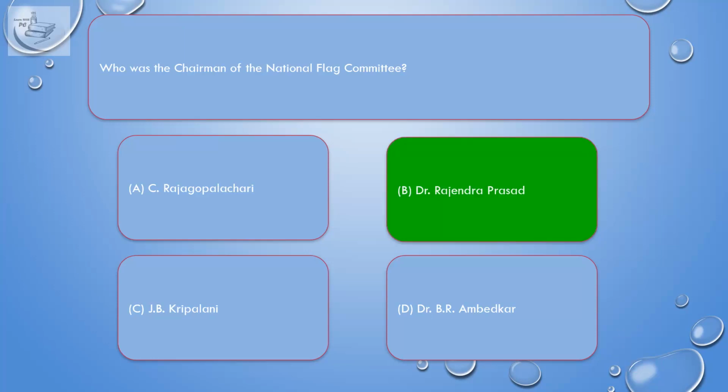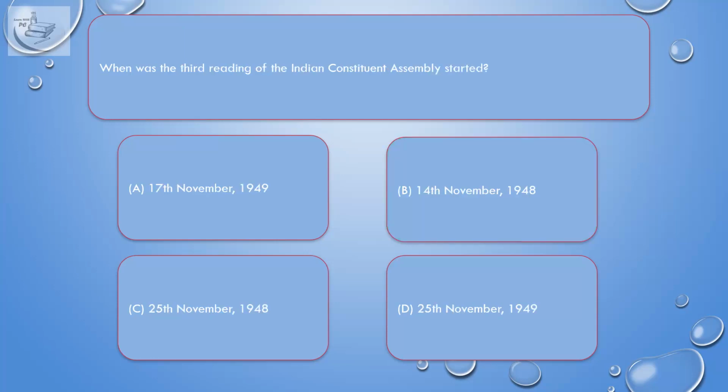Correct answer is B. Dr. Rajendra Prasad. Question: when was the third reading of the Indian Constituent Assembly started? A. the 17th of November, 1949. B. the 14th of November, 1948. C. the 25th of November, 1948. D. the 25th of November, 1949.